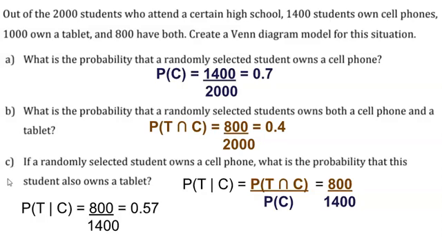Question D from this lesson asks what the difference is between question B and question C. Question B was finding a joint probability where we were trying to find the intersection of T and C. So out of all 2,000 students, how many had both a tablet and a cell phone? Question C, however, is a conditional probability. So we were only looking at those that had a cell phone. So the probability that they had a tablet given that they had a cell phone. So for question B, we're looking at the whole school's population, but for question C, we were only looking at those who had a cell phone.